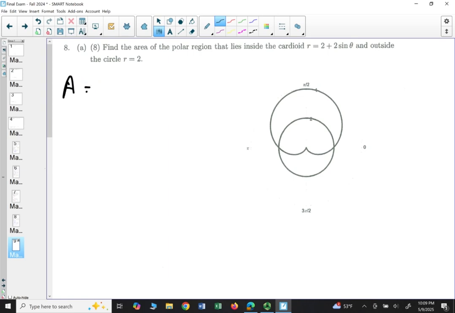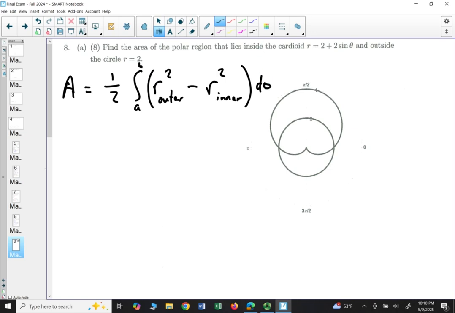We would take area. Remember the formula: we have 1/2 integral from a to b of r squared for the outer polar curve minus r squared of the inner polar curve. This will all be with respect to d theta.